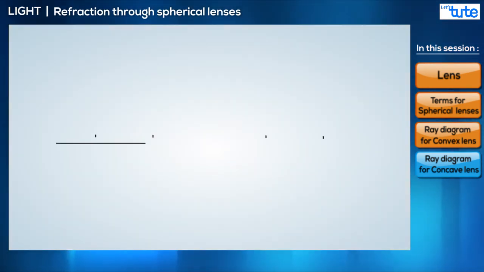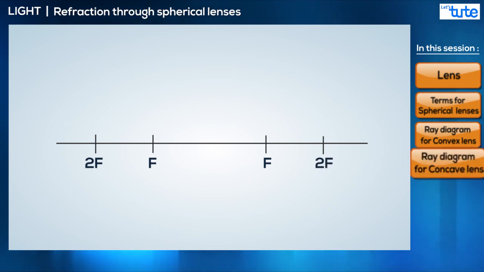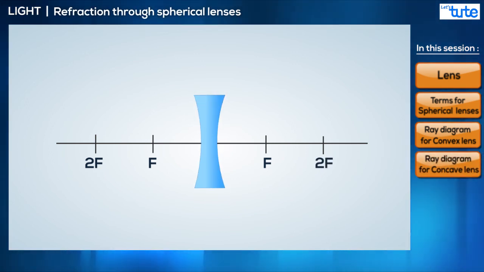Now lastly, let's look at the ray diagrams for concave lens. Let's keep the object between 2f and f. Again, we'll use the same approach as before. One ray from the top of the object parallel to the principal axis, incident on the lens. But concave lens is a diverging lens, so the ray of light is refracted such that it looks like it diverges out from the focus.